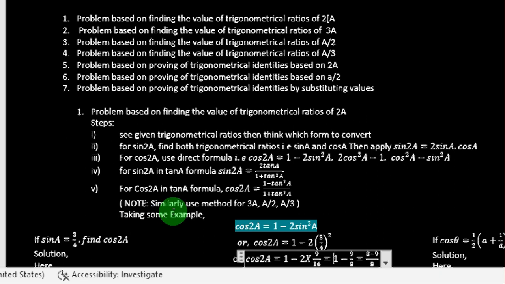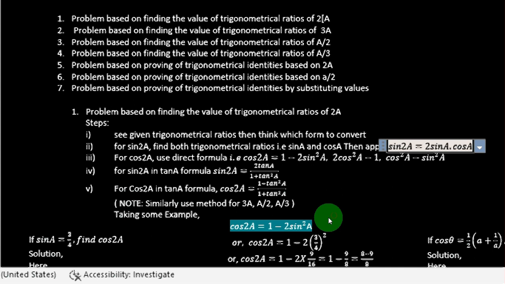Second step: for sine 2A, whatever trigonometrical ratio is given, sine or cos, we have to find both values. If cos is given, we have to find sine. If sine is given, we have to find cos. In class 7, 8 we have read the Pythagoras relation: sine square A plus cos square A equals 1. By using that formula we can get any other trigonometrical ratio if one is given. Once we have both, we apply the formula sine 2A equals 2 sine A cos A, and we get the value of sine 2A.